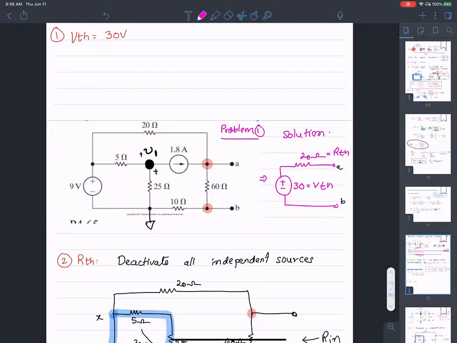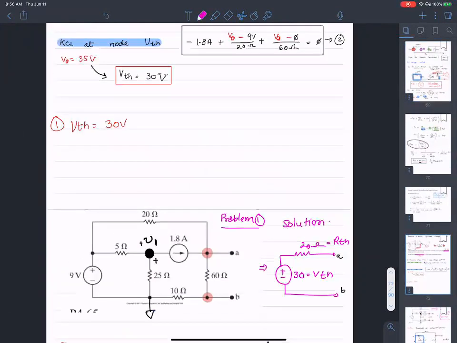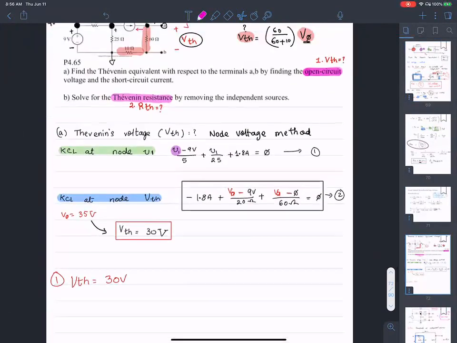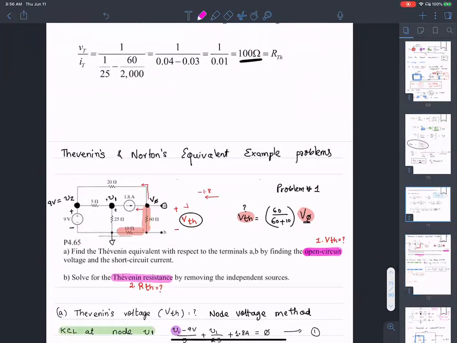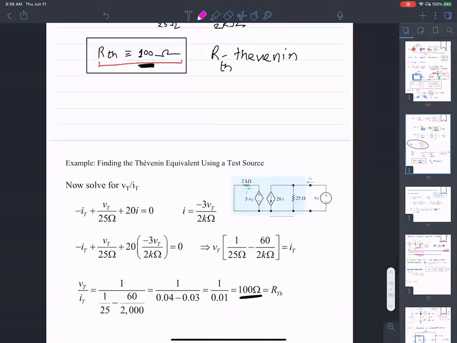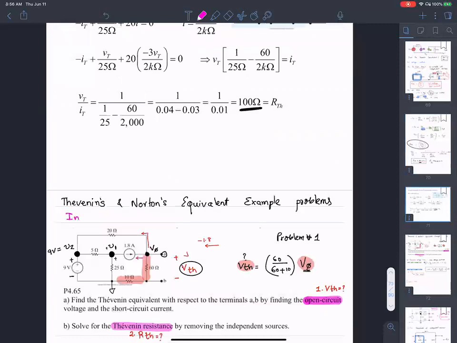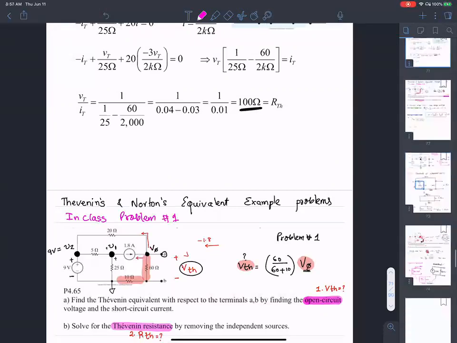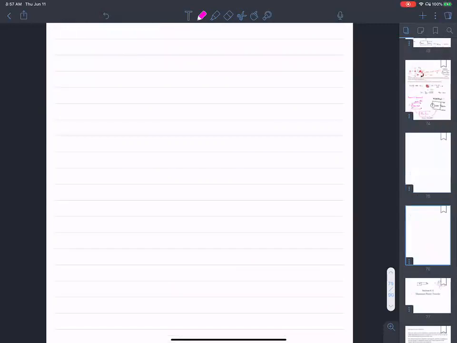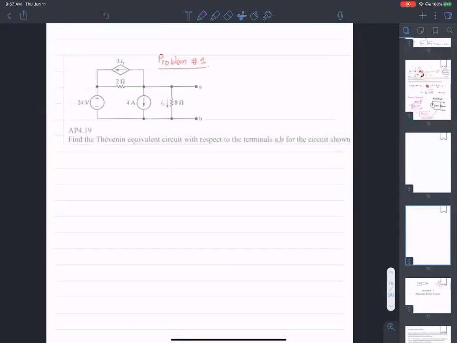Okay, we'll do another problem, problem number 2. This is an in class problem. Give me a second. In class problem number 1. And then we'll go back to doing this.